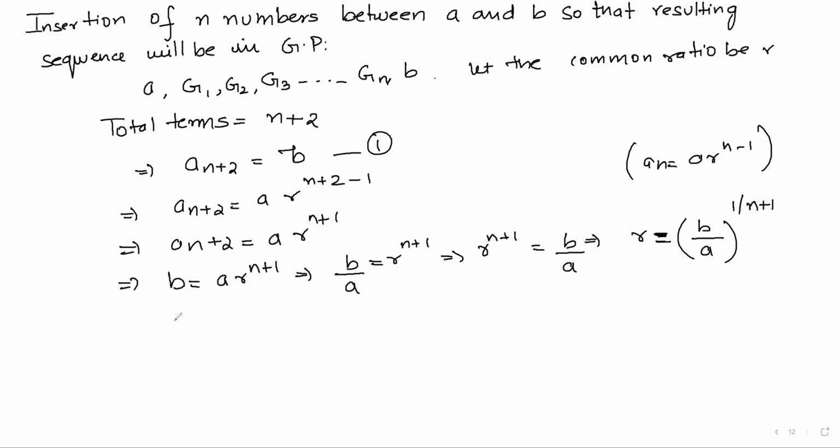G1 will be equal to A into R. Similarly, G2 is equal to AR square and so on. So this is clear? The power of B by A is 1 by n plus 1, right? G 1 by n plus 1. Sir, how did that happen? How did you write the power of B by A as 1 by n plus 1? Is that clear? R to the power n plus 1 is equal to B by A.